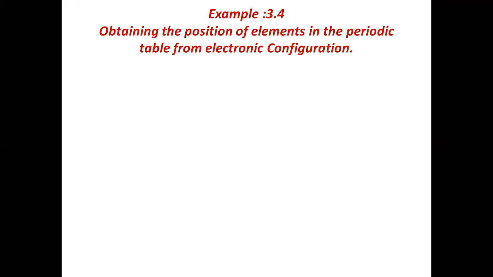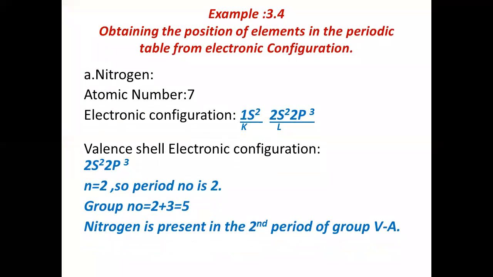Then example 3.4, obtaining the position of elements in the periodic table from electronic configuration. It is the same as the previous example. For nitrogen, the configuration is 1s2, 2s2, 2p3. So the valence shell electronic configuration is this. L is the outermost shell. The n value is 2, so the period number is 2, and the group number is 3 plus 2, total electrons 5. So nitrogen is present in the second period of group 5A.